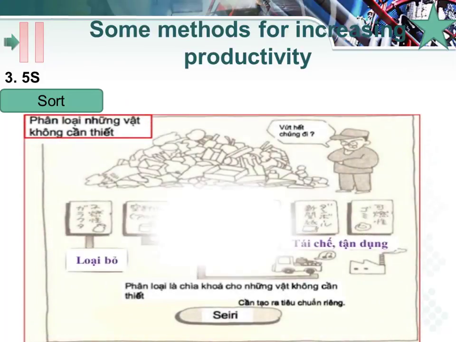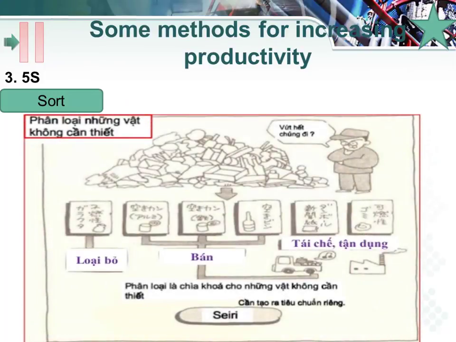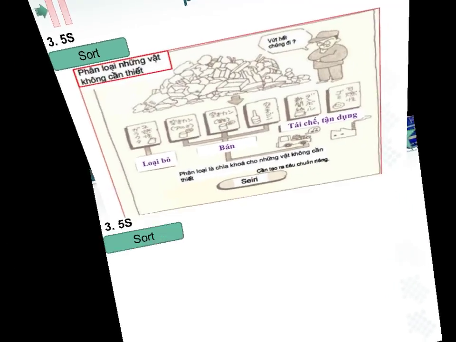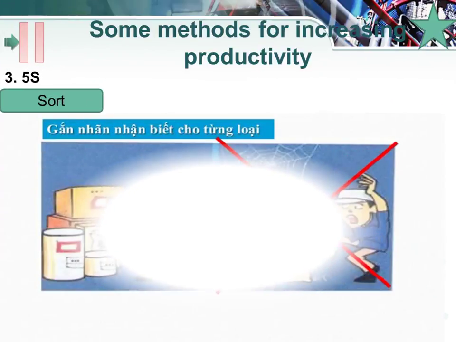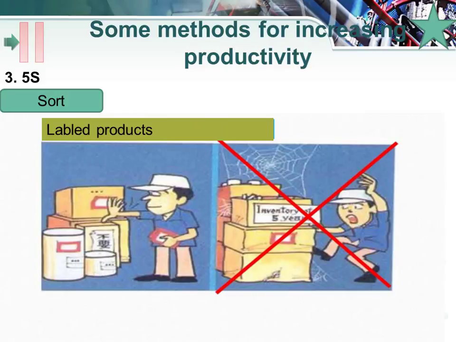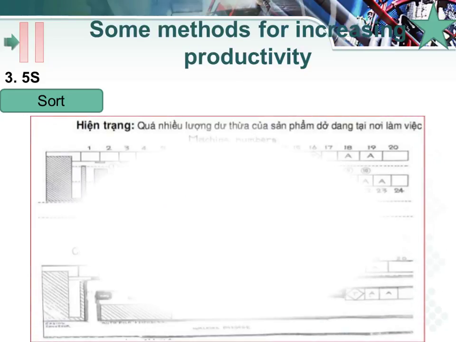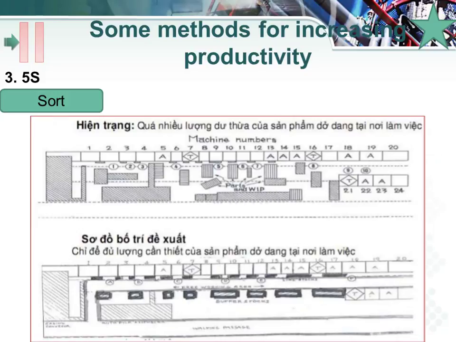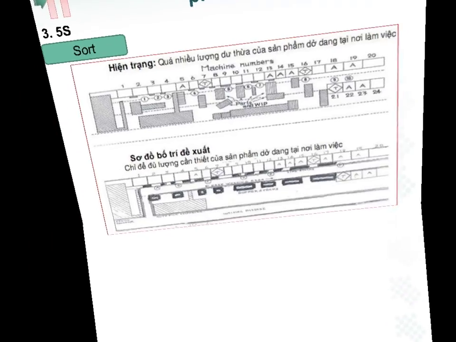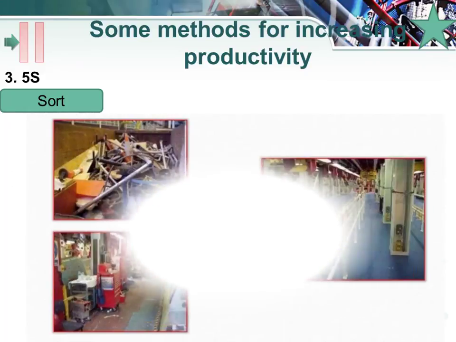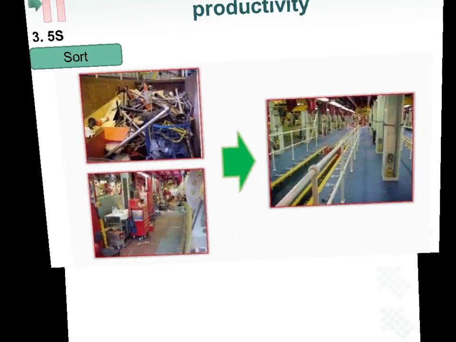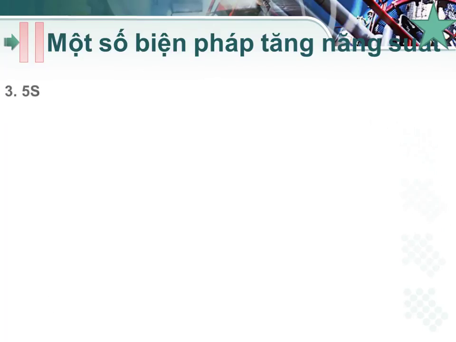The next example, sorting the not used items. The items are divided into the removal type, the sold type, and the recycled type. And you must take notice of the cost for each type. Also, you should organize the quantity of items in the workplace.